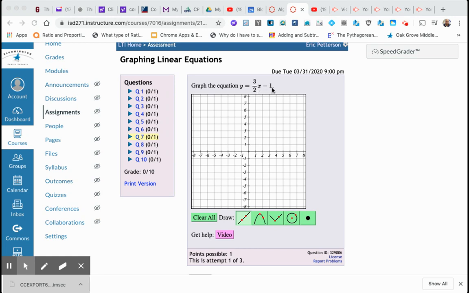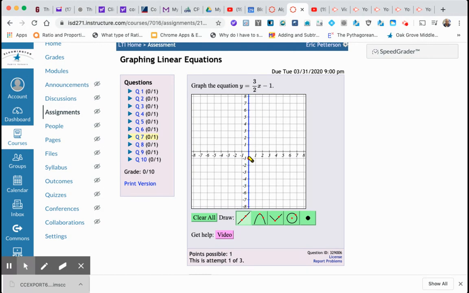Now to graph an equation, what I'm going to do is first plot the y-intercept. In this case, my y-intercept, or b, is -1. So I'm going to put a dot down there at -1, like that. And then I'm going to use my slope, which is +3/2, to find another point.